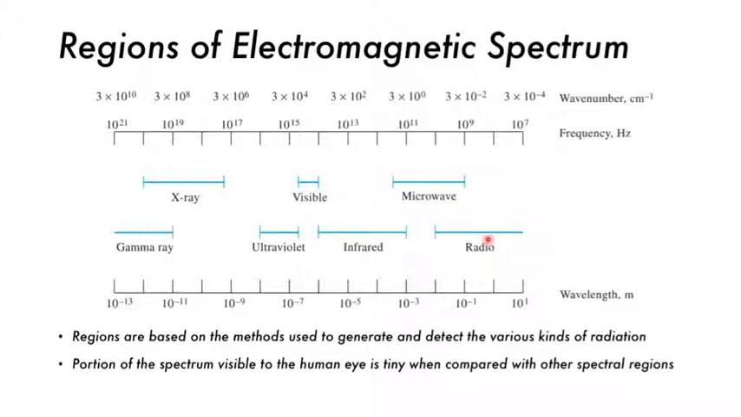But they can still carry information. Radio waves are used to carry Wi-Fi signals or the radio in your car, so you can still get a lot of information and use them pretty well, but they can't really do any damage to us. Regions are based on the methods used to generate and detect the various kinds of radiation. The portion of the spectrum visible to the human eye is tiny when compared with other spectral regions. You can see here, visible is very, very small, about a quarter of the size of the X-ray region, a quarter of the size of the infrared region, and so on.